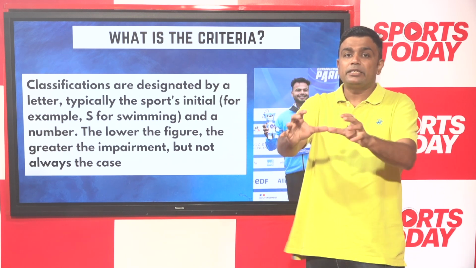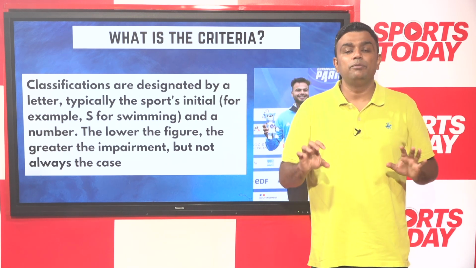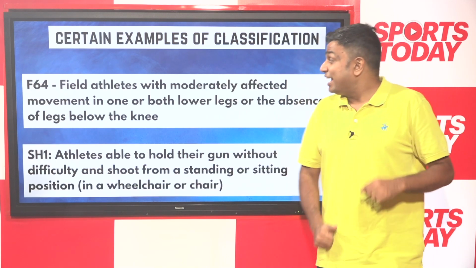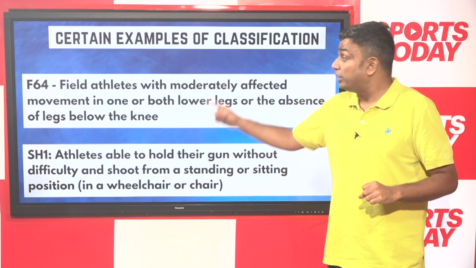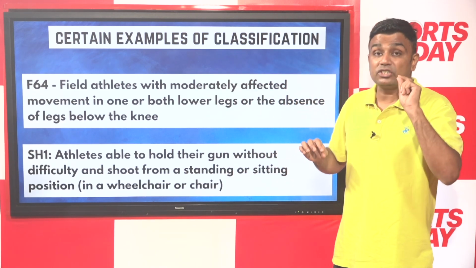So I'll give you a basic glossary of the terms that certain Paralympians are classified under. For example, F64 and SH1. F64 is for field athletics: athletes with moderately affected movement in one or both lower legs or the absence of legs below the knee. So that comes under F64. SH1 is for shooting: athletes able to hold their gun without difficulty and shoot from a standing position or sitting in a wheelchair or a chair. So that is the classification when you look at shooting. F is for field athletics, SH is for shooting.